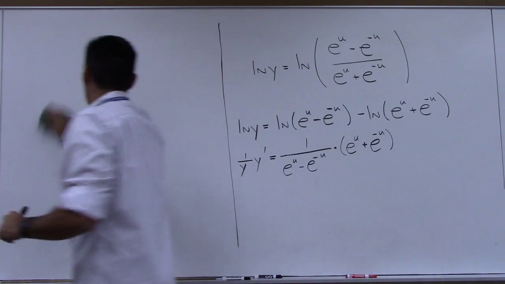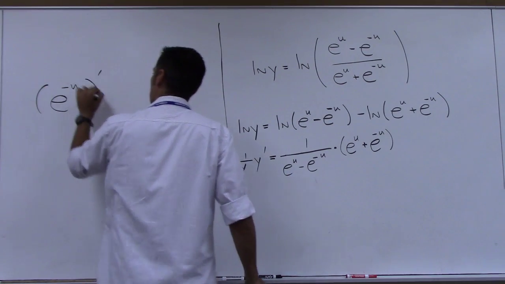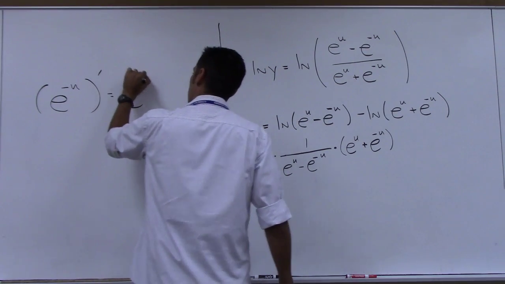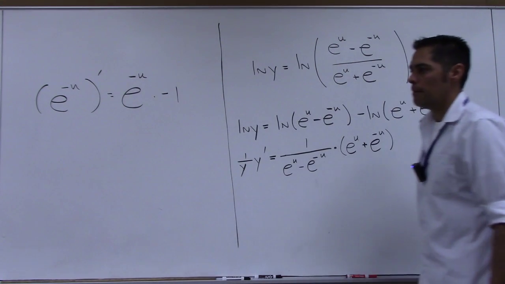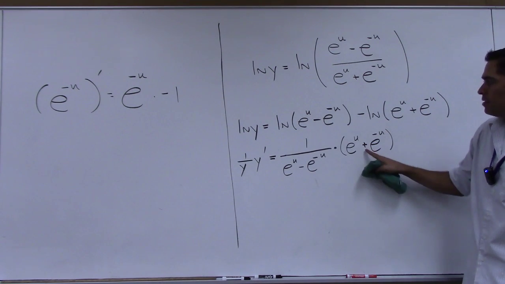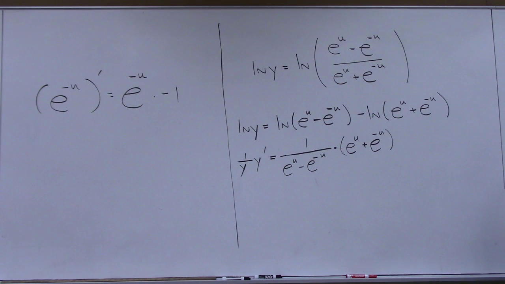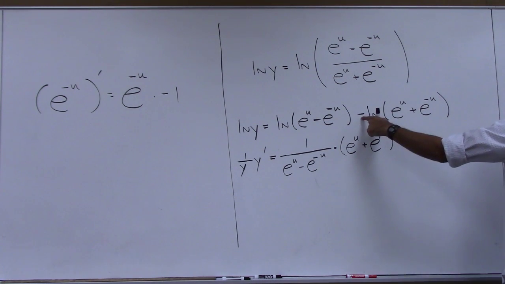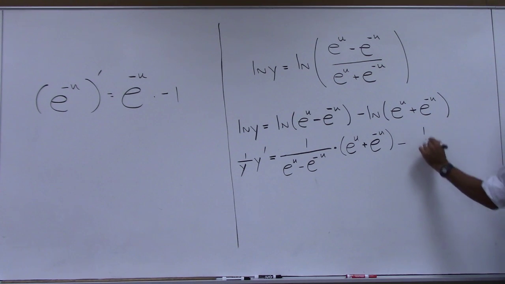Maybe I need to show that. The derivative of e to the negative u is itself times the derivative of what's up here, which is negative 1. But there was already a negative out here, so that's why it switched to a plus. And then minus. Derivative of natural log of something is 1 over it.